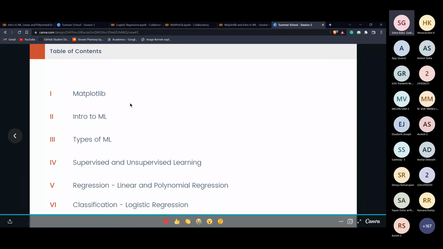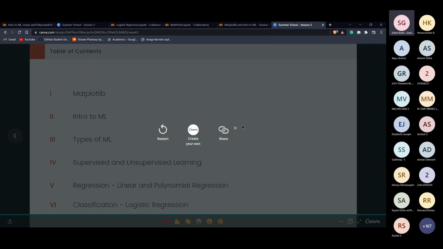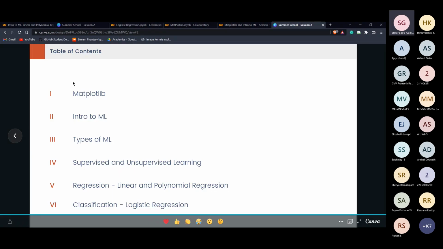First, let's start off with Matplotlib. Anirudh will take care of Matplotlib now. Anirudh, go ahead.